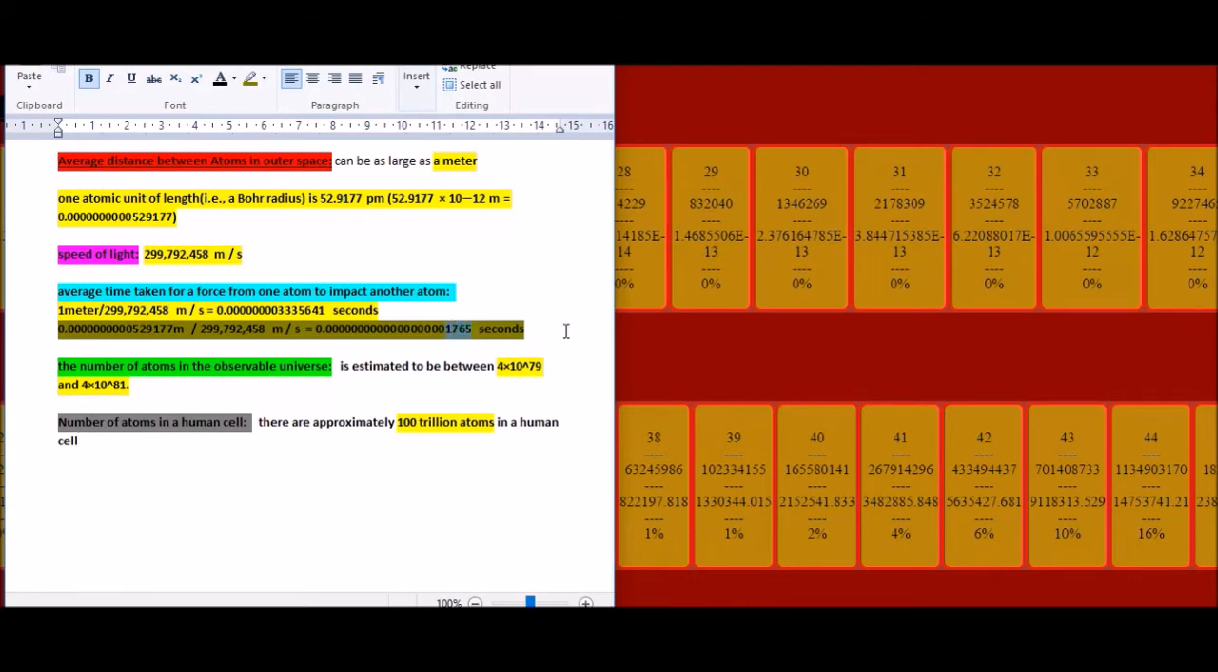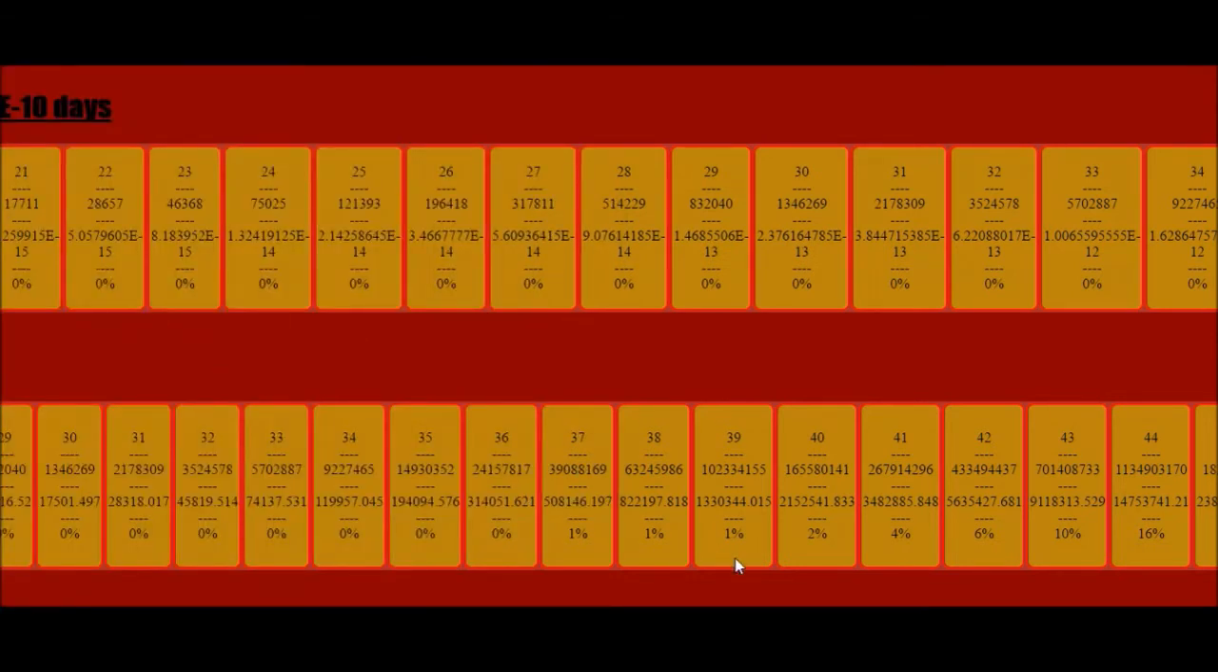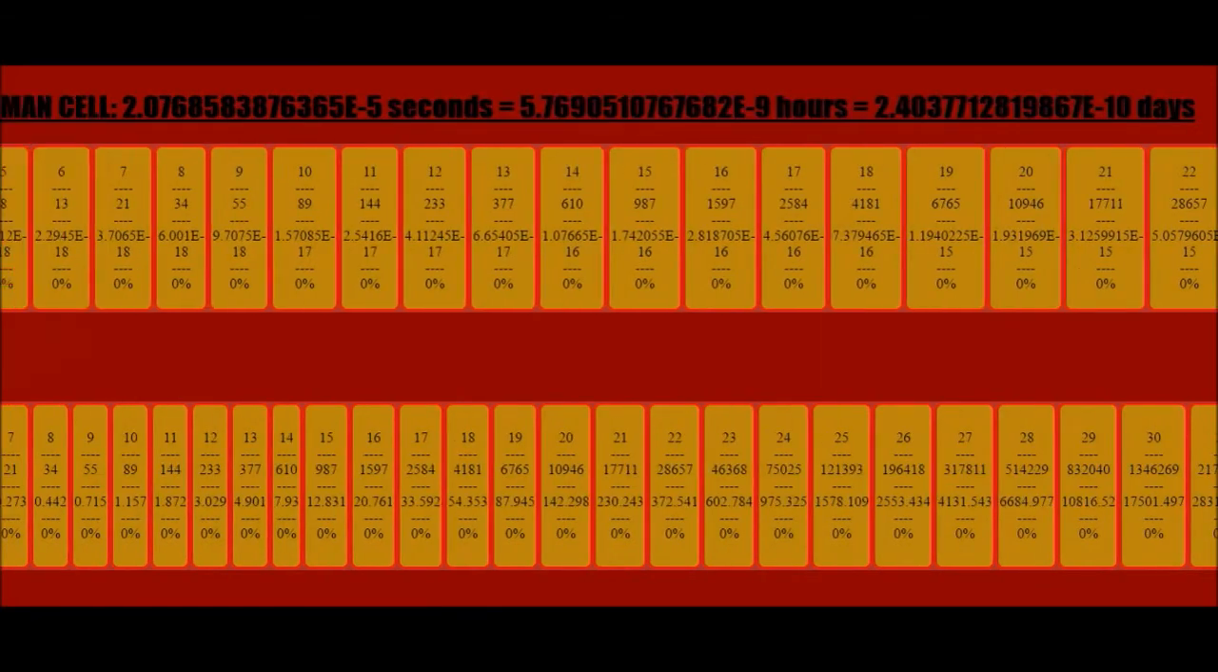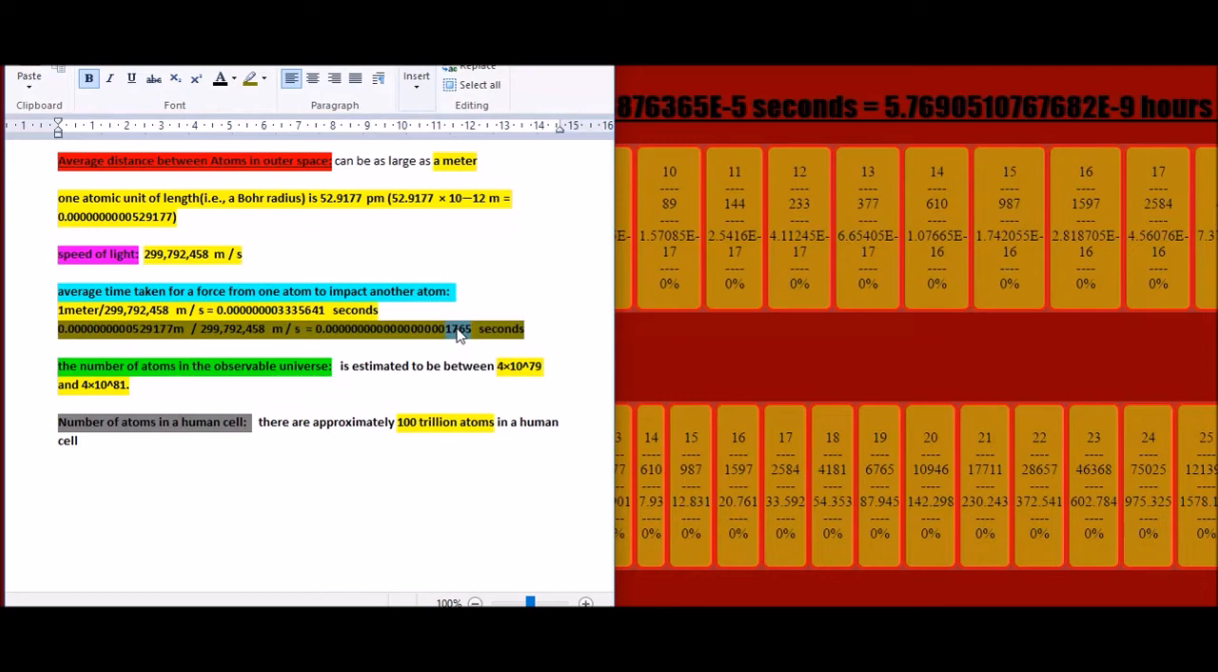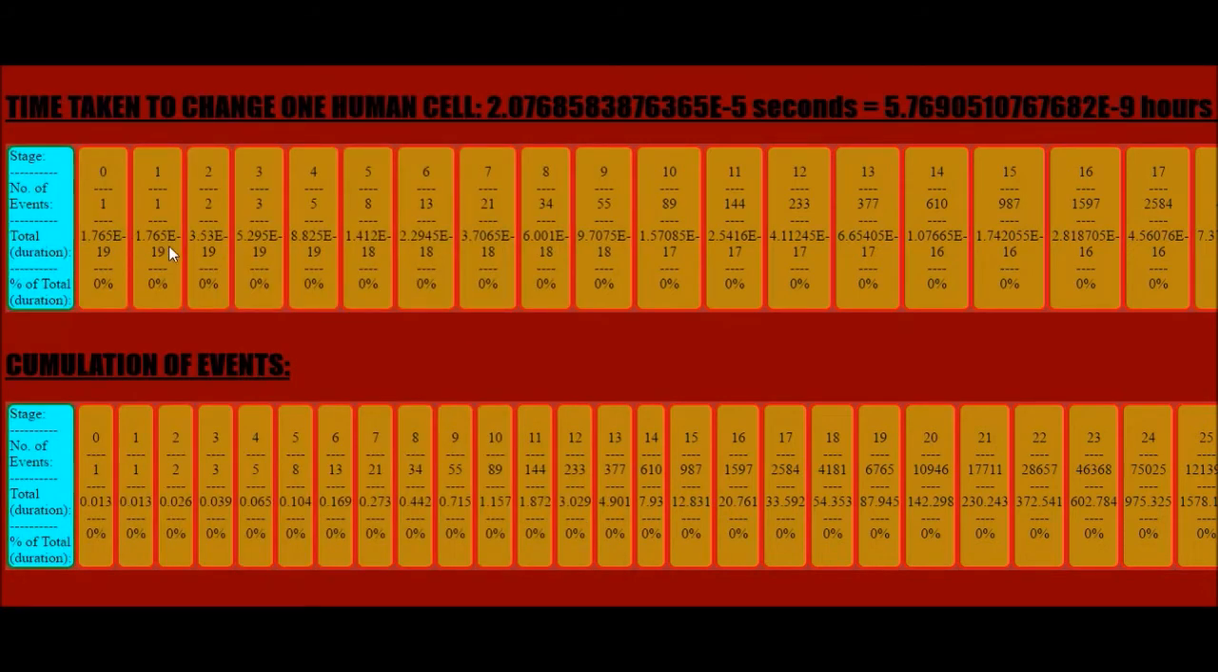If you look at this time here, and go to my Fibonacci sequence, that's the time you see right at the beginning there, 1765 times 10 to the minus 19. So one atom would experience that, and that's how long it would take. Two atoms will take twice as long, this Fibonacci sequence. Three atoms will take 3 times as long.